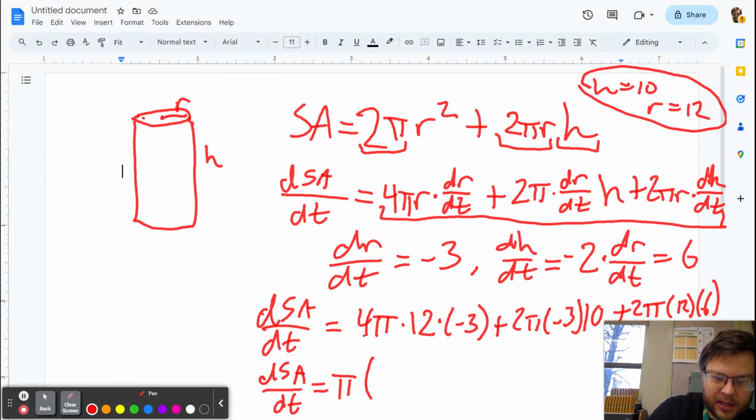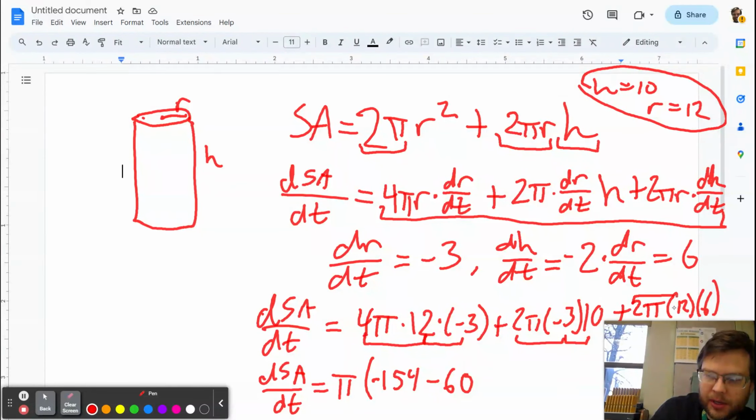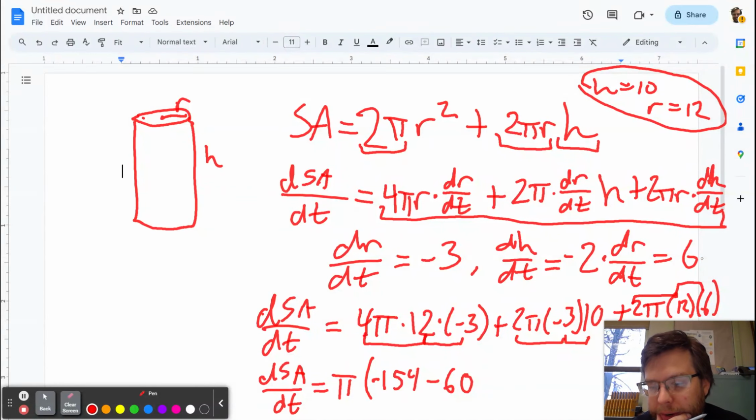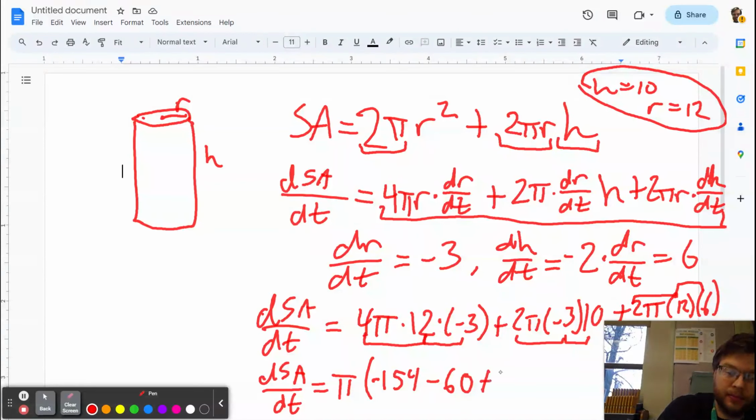Let's see. That is 4 times 12 is 48. 48 times 3 is 144. And it's a negative. 2 times 3 is 6 times 10 is 60. And then 2 times 12 is 24. 24 times 6 is 144. So I guess that becomes like negative 70 pi.